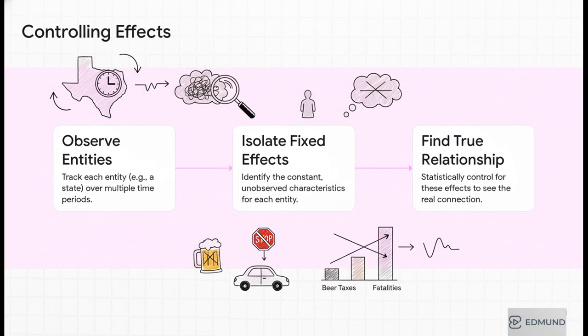So how does this all work? Well, because we're watching each state over time, we can statistically isolate these fixed characteristics, what analysts call fixed effects. We can essentially subtract their constant influence from the equation. And what that does is it removes all the noise and lets us see the true relationship between beer taxes and fatalities way more clearly.